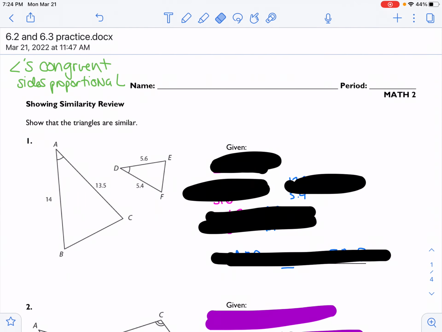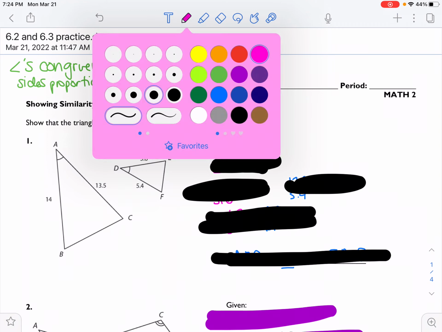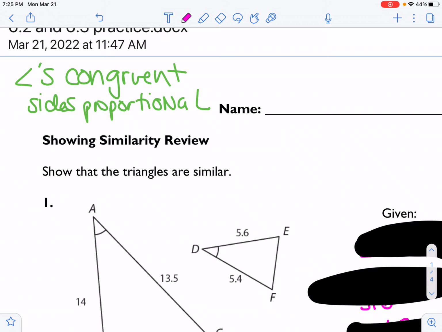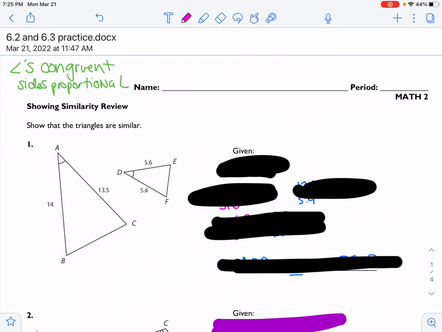Similar triangle review. Remember that triangles are similar if they're the same shape, but they can be different sizes. And we can prove something is similar if they have all the angles congruent and all the sides are proportional. But that's checking a lot of sides and a lot of angles. So mathematicians have some shortcuts if you're talking about triangles, not just any shape.